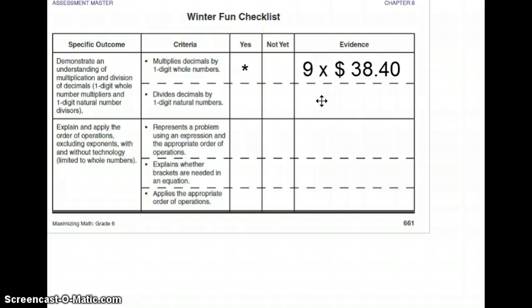In the beginning question, I went 9 times $38.40. That is a 1-digit whole number multiplied by a decimal number. So you fill this sheet out for all 5 examples, staple it to your Winter Fun handout, and hand in the entire package.